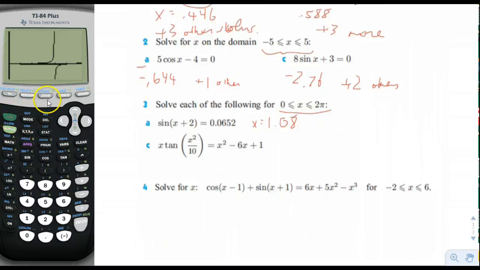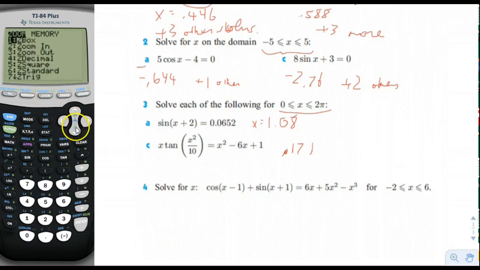Okay, so we're going to go second calc, and then we're going to do 5, which is the intersect. And then we'll say first curve is x tangent, yes. Second curve is x squared, yes. The guess is here, okay. So one of the intersections is 0.171. And I don't know if there's any others. It's kind of hard to see this. Let me zoom in a little bit.